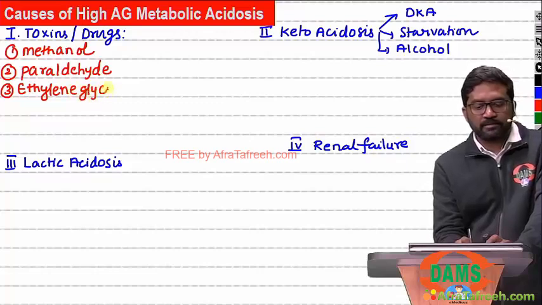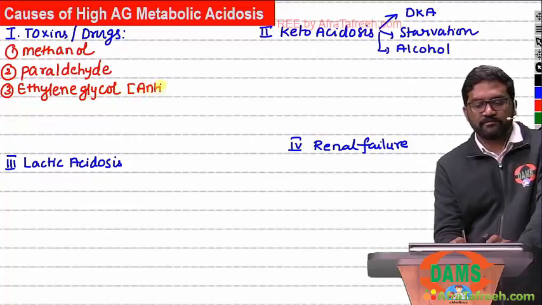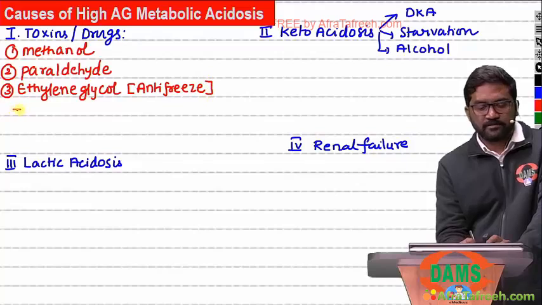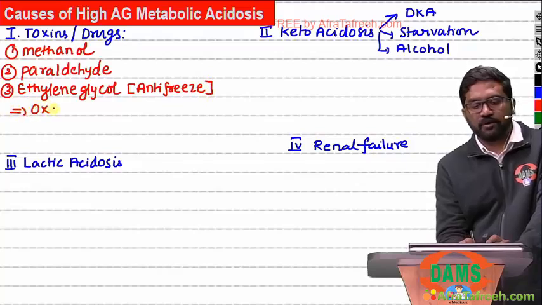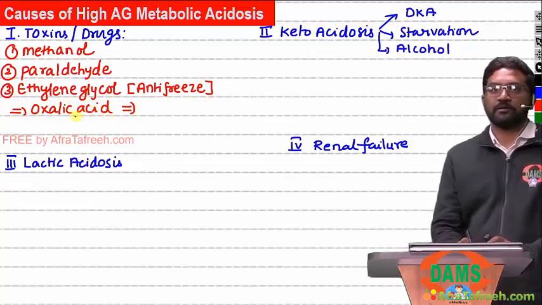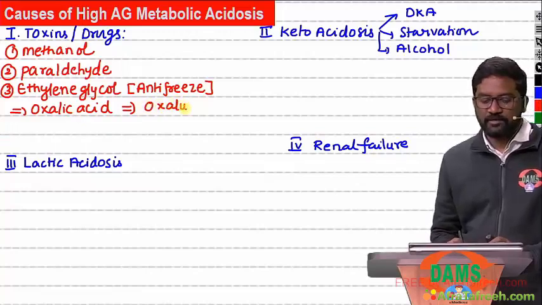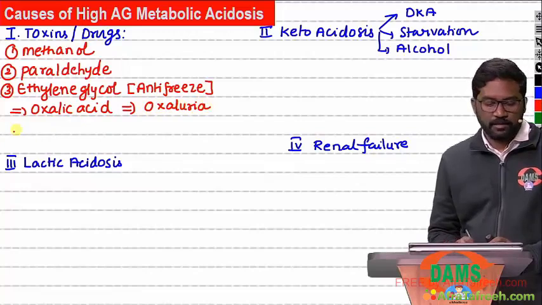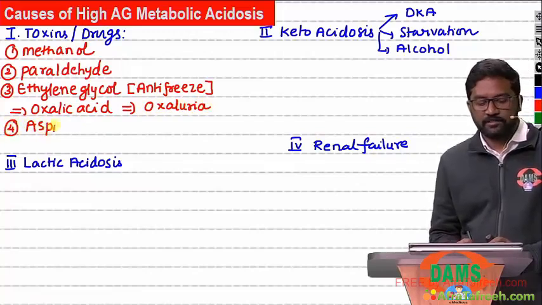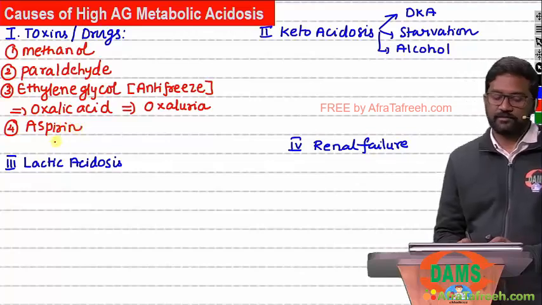What is the trade name of ethylene glycol? It is antifreeze. So this ethylene glycol, when somebody takes, it can get converted into oxalic acid in the body, and this oxalic acid can be released in the urine. So these patients can have oxaluria. And a drug which is acid, aspirin. It is nothing but salicylic acid.